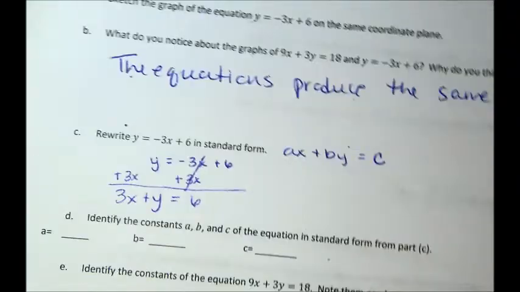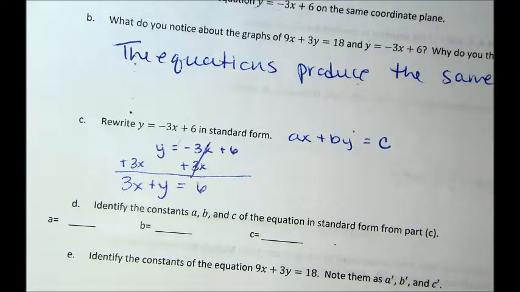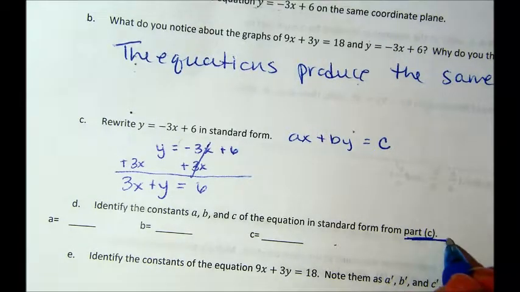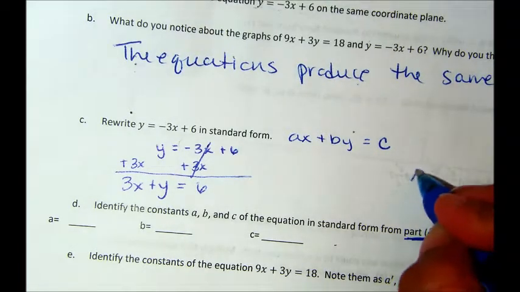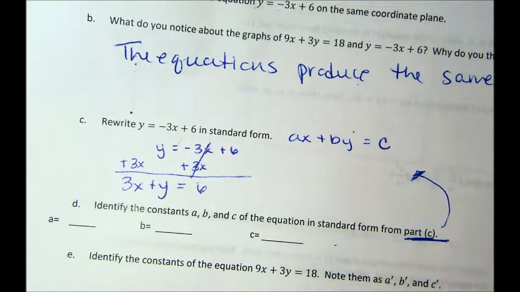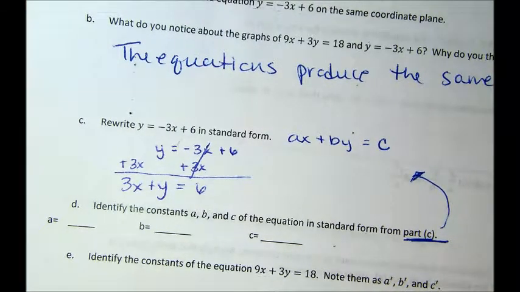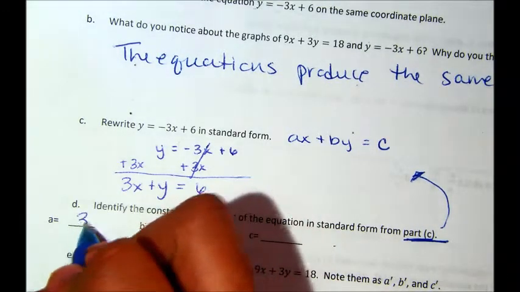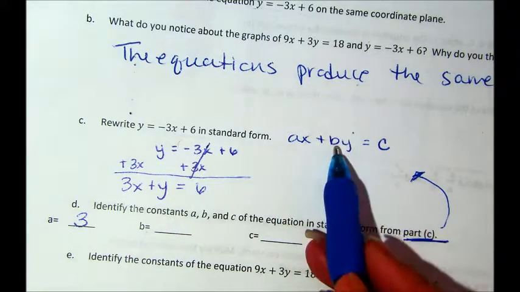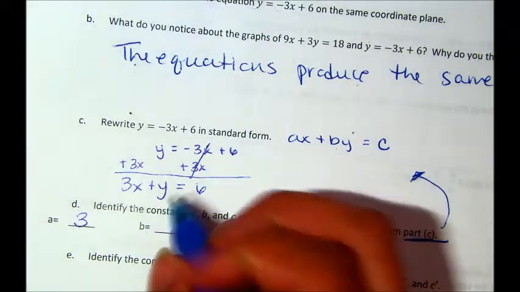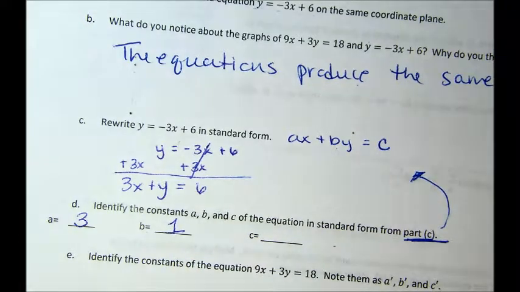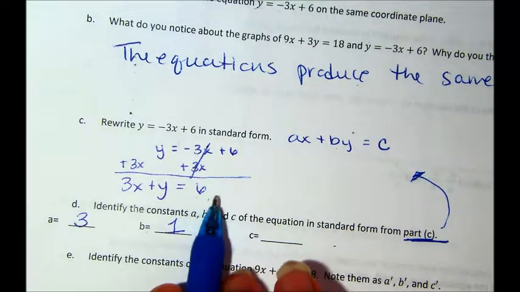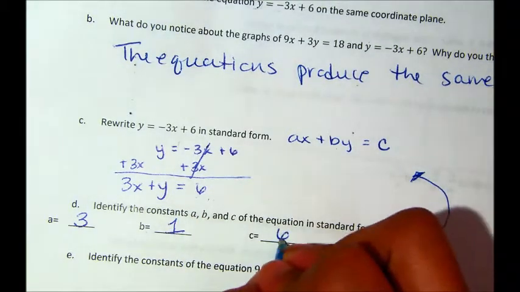Part D says, identify the constants A, B, and C in the equation from part C. So I'm going to go to the equation that I produced in part C. And I see that my A is attached to the variable X, so my A is going to be 3. My B is attached to the variable Y, so my B is going to be a 1. And my C is to the right side of the equal sign by itself, so my C will be a 6.